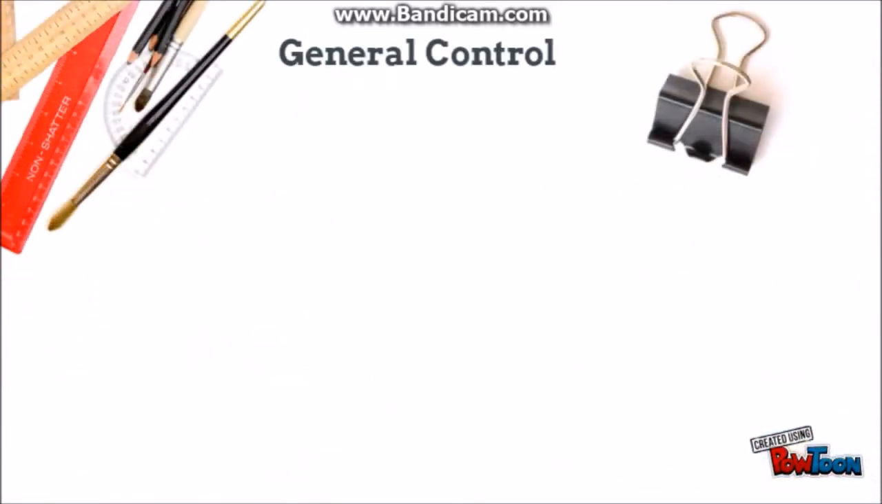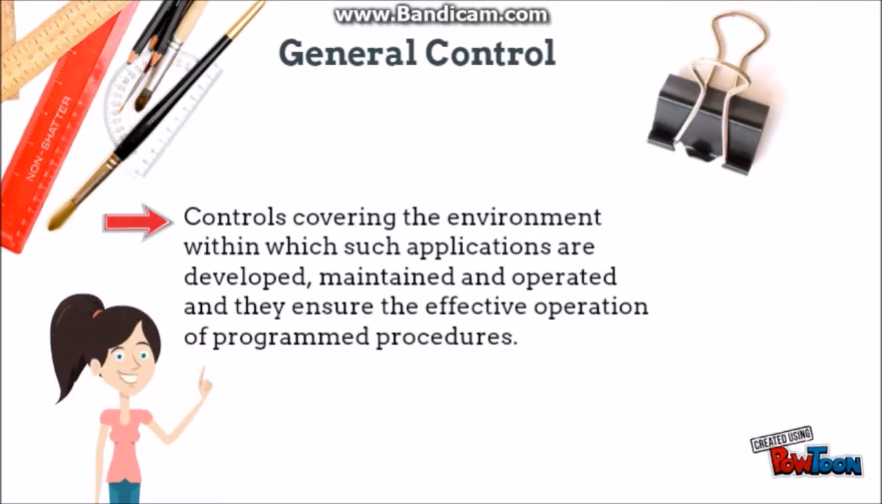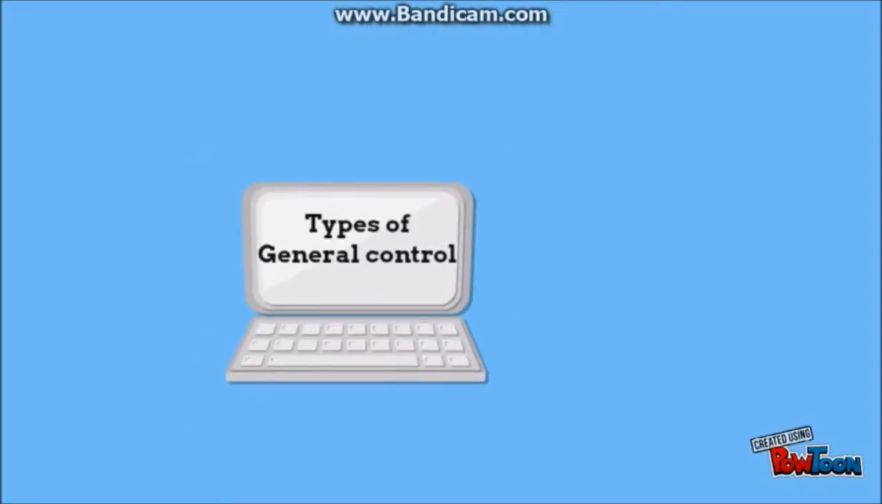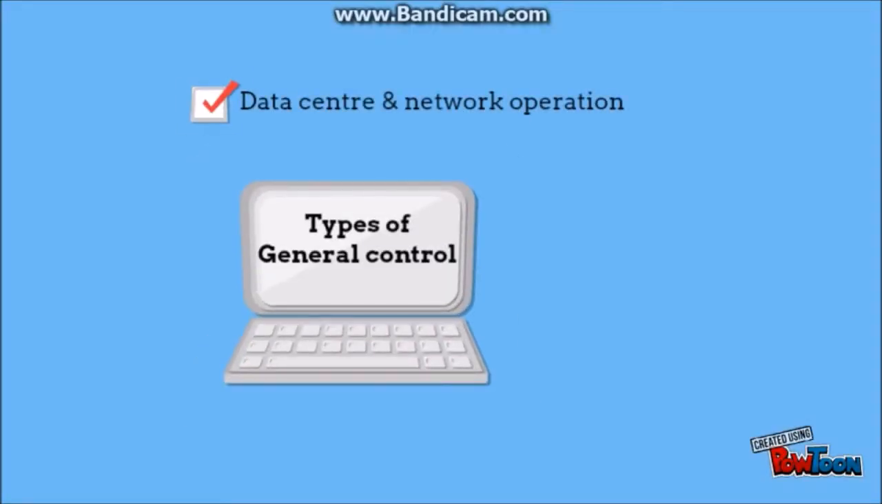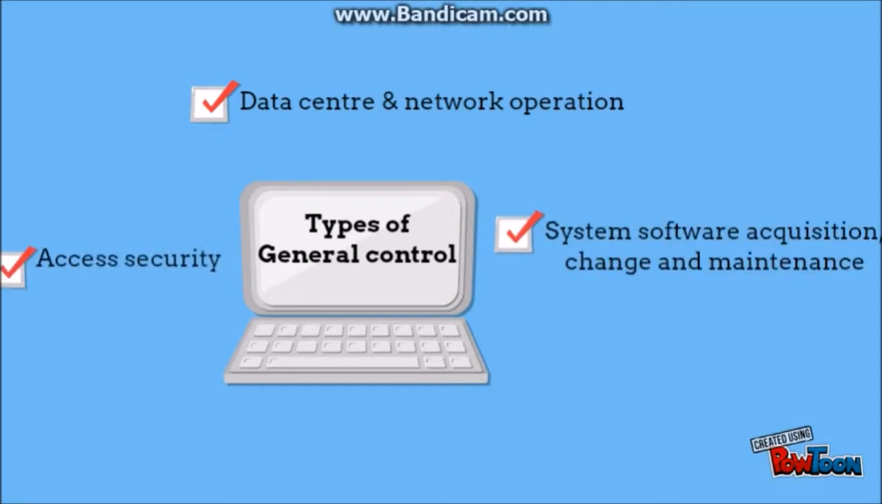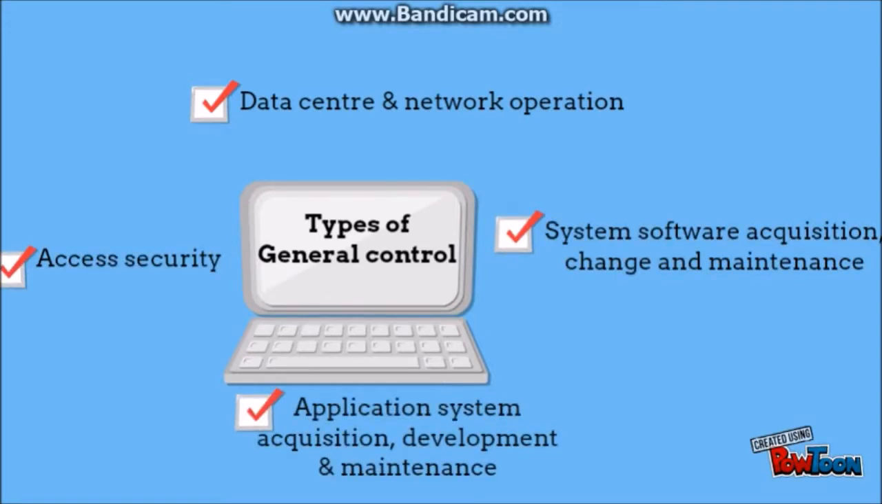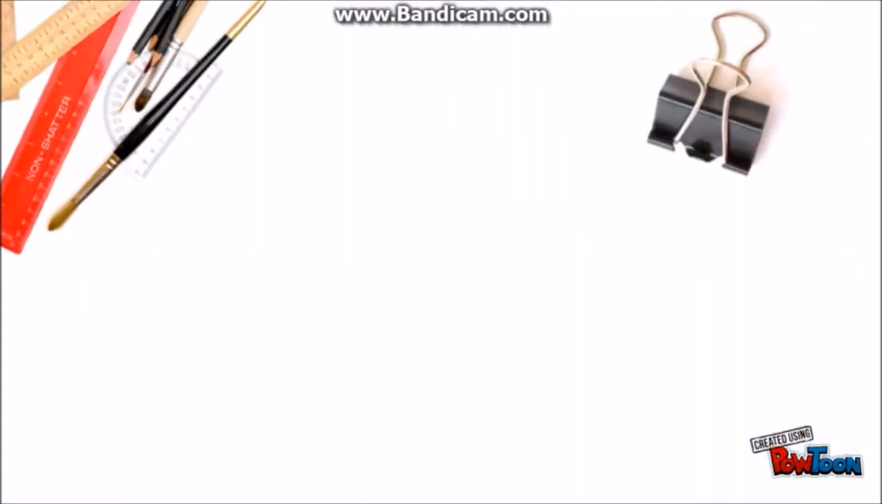Now we look into general control. These controls covering the environment within which such applications are developed, maintained, and operate, and that ensure the effective operation of program procedures. 4 types of general control: data center and network operation, system software acquisition, change and maintenance, access security, and application system acquisition, development, and maintenance.